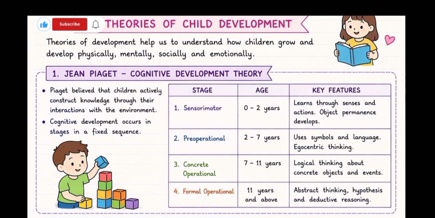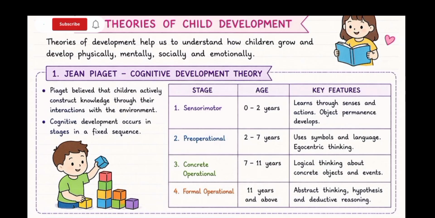Jean Piaget. Jean Piaget was a biologist, economist, and a psychologist. He gave the cognitive development theory. Piaget believed that children actively construct knowledge through their interaction with the environment. According to him, cognitive development means how knowledge is acquired and developed through successive stages and at various age levels. His theory is also called genetic epistemology.